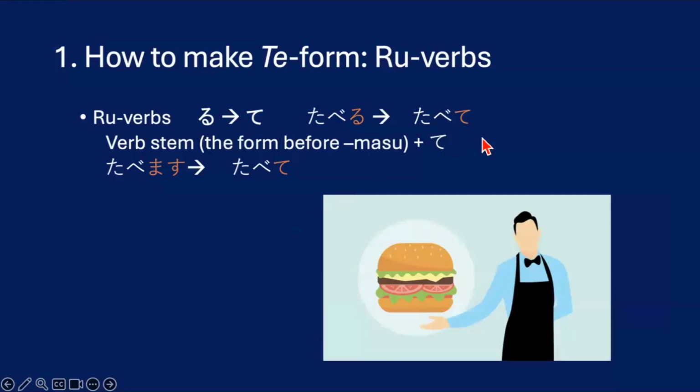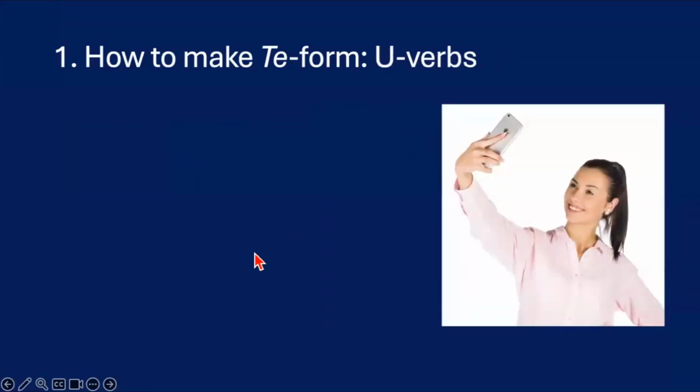Okay, so you will have the same form, but these are two different ways to get the te form of ru verbs. If you are looking at the dictionary form, then you can replace ru with te. And if you're looking at masu form, then you can replace masu with te, make it into the te form. All right, then the second category of verbs was u verbs.